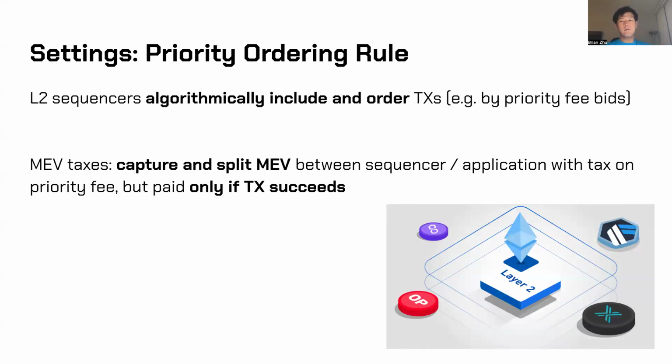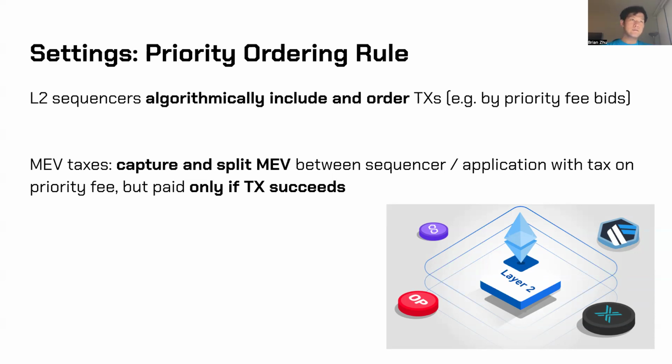Now, another broad category of settings is on L2 sequencers that use a priority ordering rule. So L2 sequencers in general typically have a much more algorithmic way of including and ordering transactions. While you have all these options on L1s, L2s are typically based on time, such as Arbitrum, or based strictly on the priority fee order, such as maybe Base or Optimism.